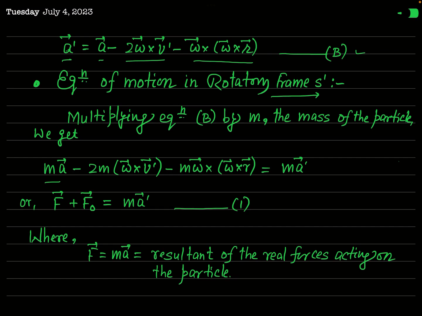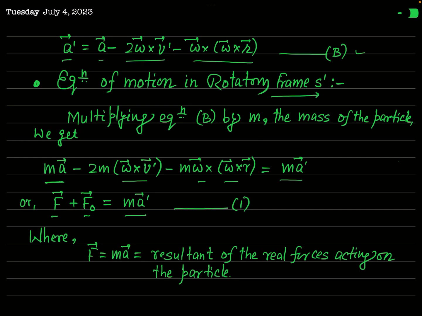So you can see this will be ma minus 2m times omega cross V prime minus m omega cross R, and that's equal to ma prime. Okay, and this expression may be written like this: F plus F naught equal to ma prime. Actually here this F has been written instead of this ma.